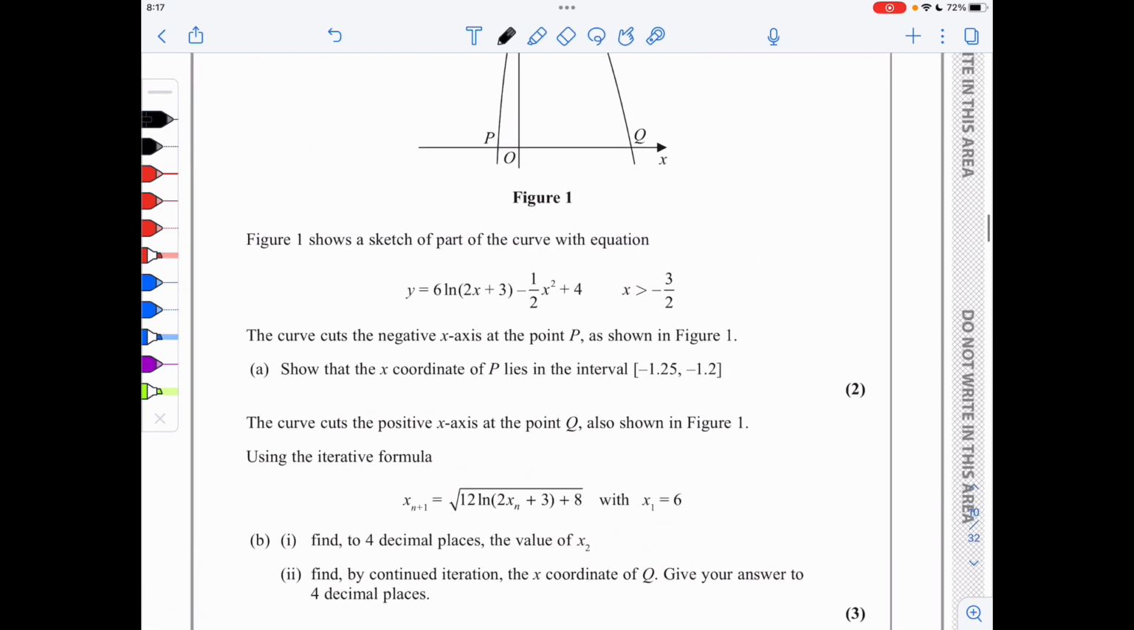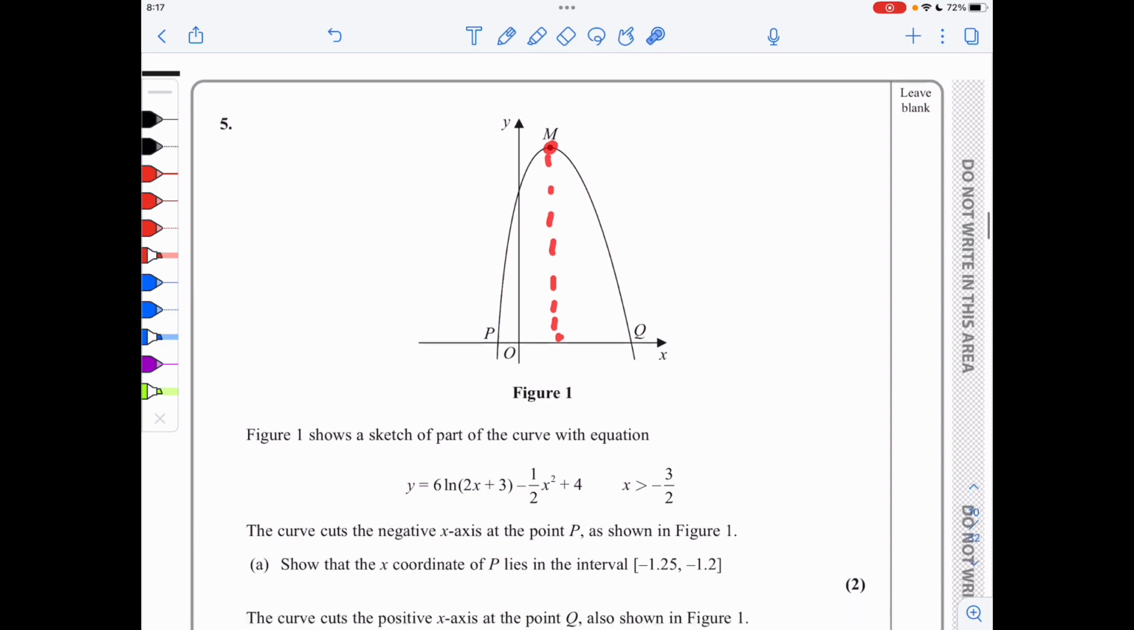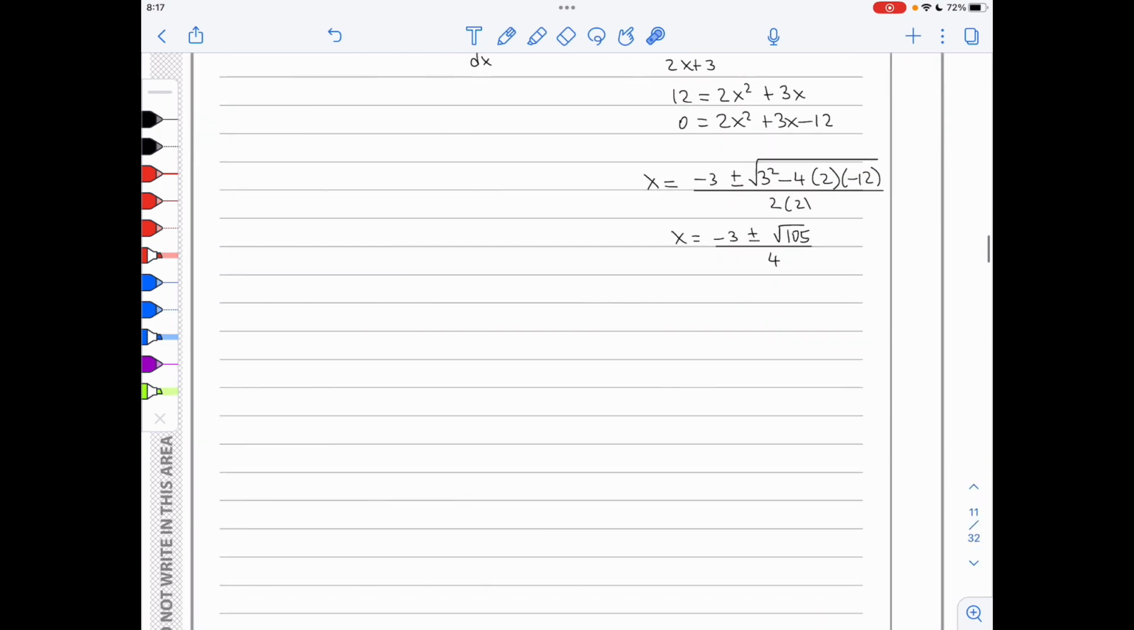If we look at the given graph here, we can see that the x coordinate of M is certainly positive. So we can simply say that at M, x is positive and therefore x is (-3 + √105)/4. This is the x coordinate of point M.